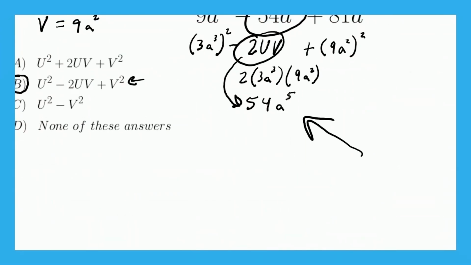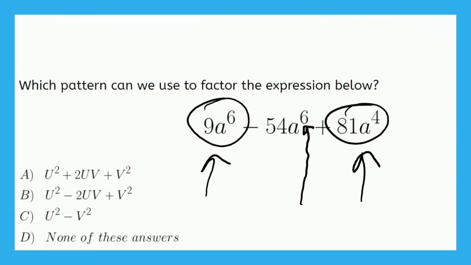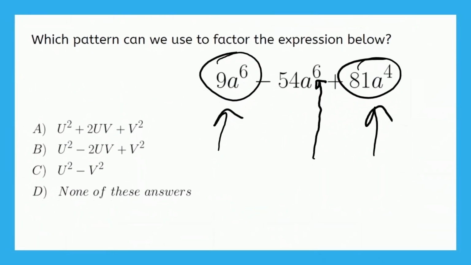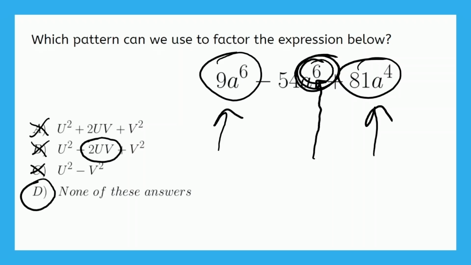So is 2uv, that is 54a to the 5th, the same as the middle term that we have in this example? No, it's not, because the exponent is different. This should be a 5, which means that none of these first 3 answers, none of these patterns will be it, because 2uv needs to be 54a to the 5th, which means that D is the correct answer.